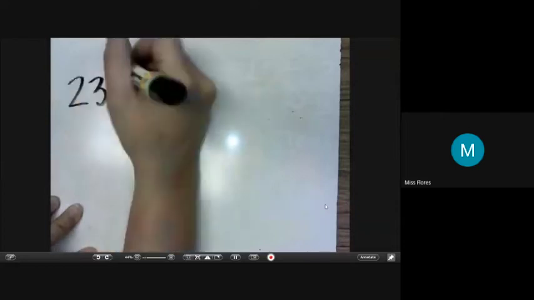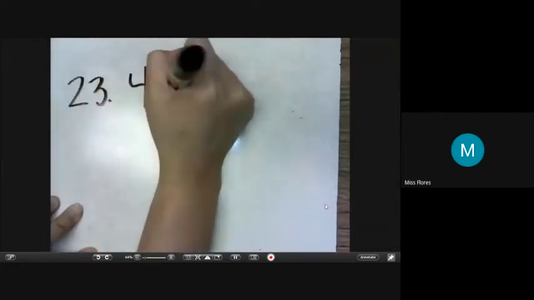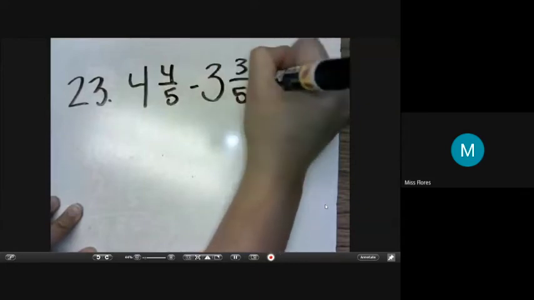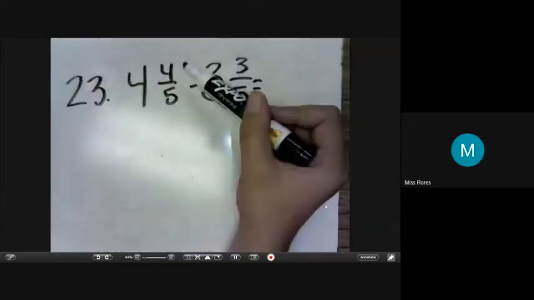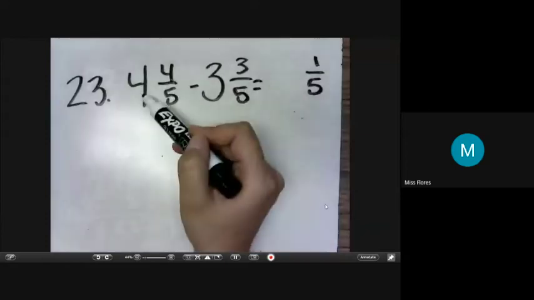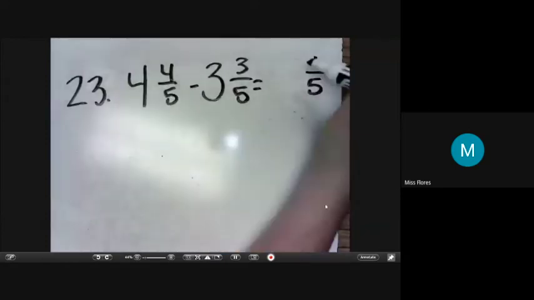And we can do 23 together as well. Subtraction, 4 4/5 minus 3 3/5. Okay, 4 minus 3 is 1. So that 1 gets over 5 because the denominator gets carried over. And we do 4 minus 3, which is 1.